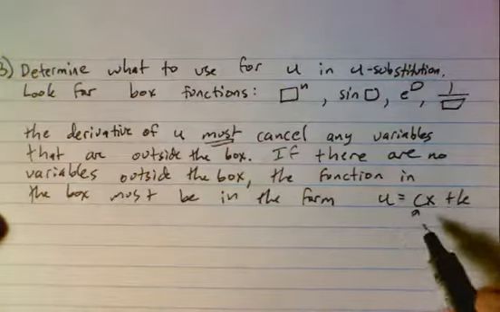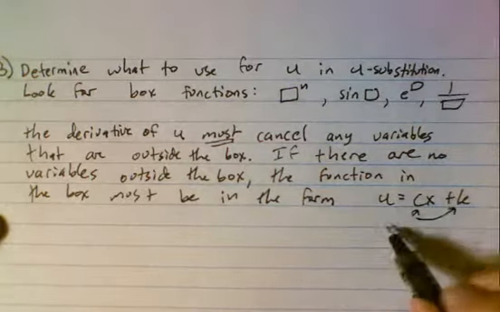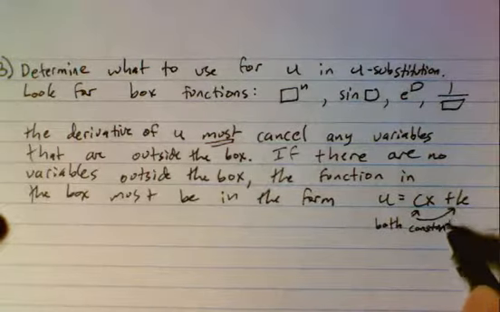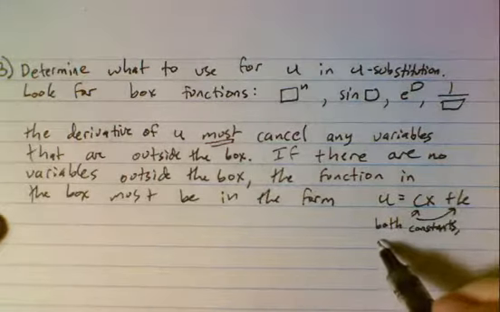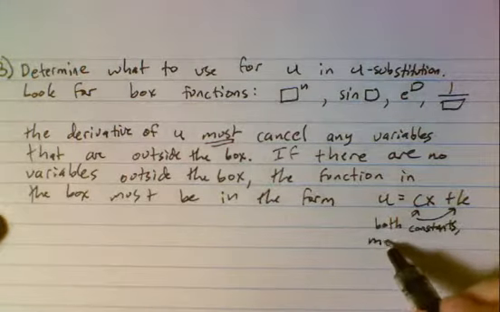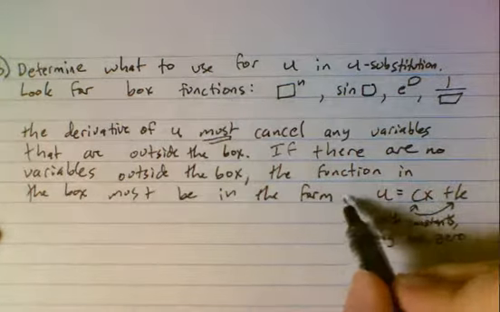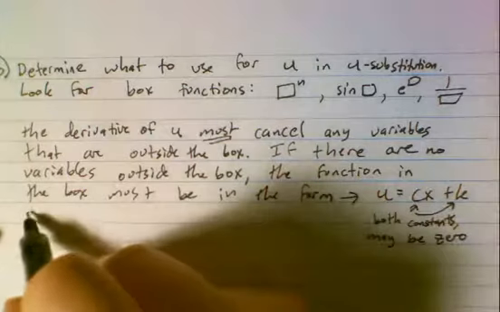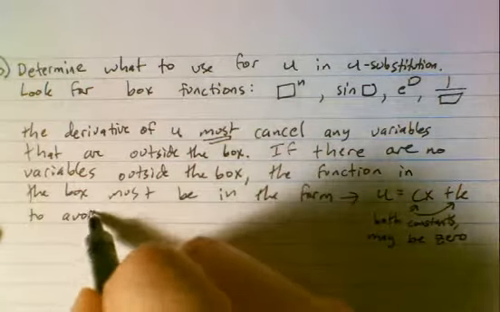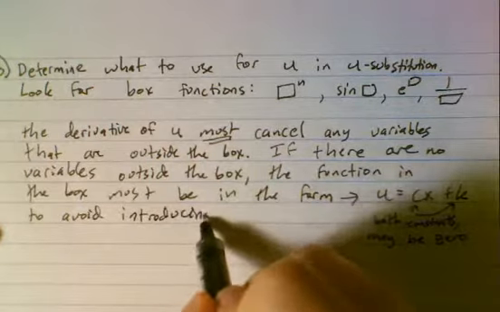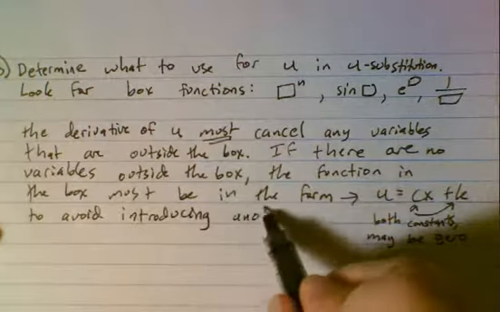U equals Cx plus k, where C and k are both constants, and they may be 0. And the reason it has to be in this form is to avoid introducing another variable.